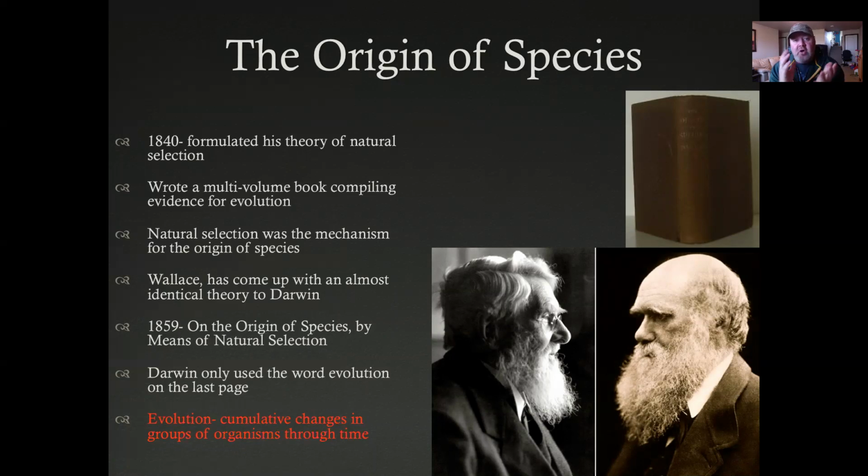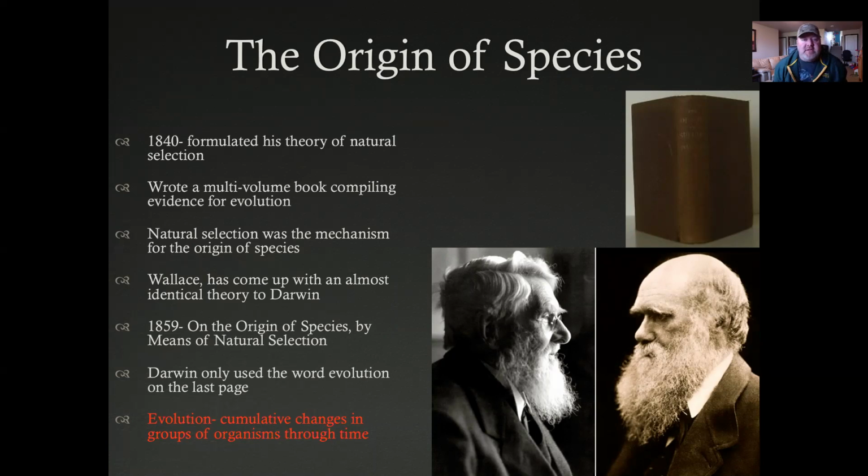And it compiled all of the different types of evidence and the observations that he made that led him to this theory. Alfred Russel Wallace came up with a theory that was very similar, but Charles Darwin published first, and so he's the one that we give credit. We give him credit first, or the most of the credit for it. So in 1859, he publishes On the Origin of Species by Means of Natural Selection.